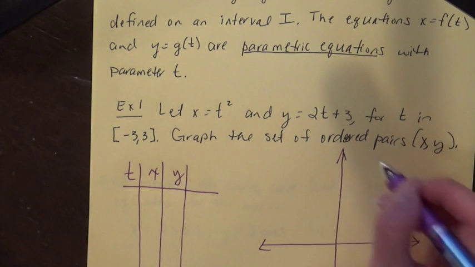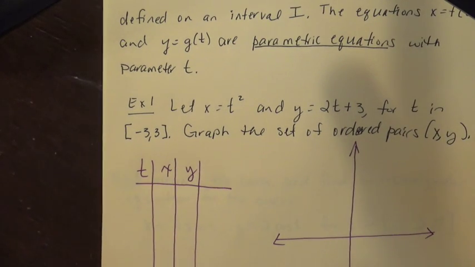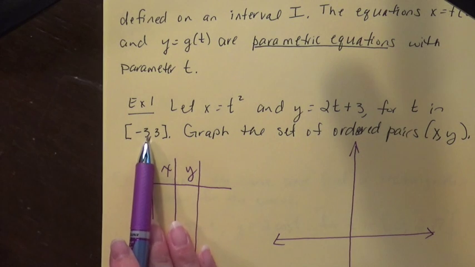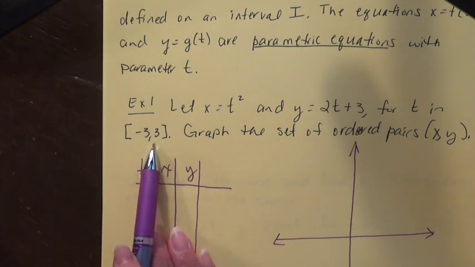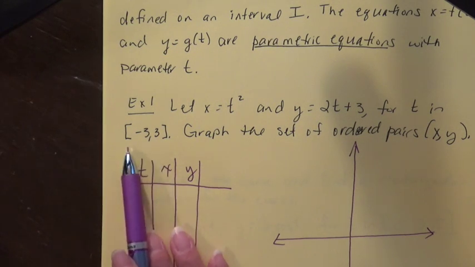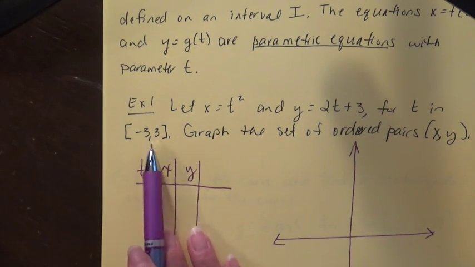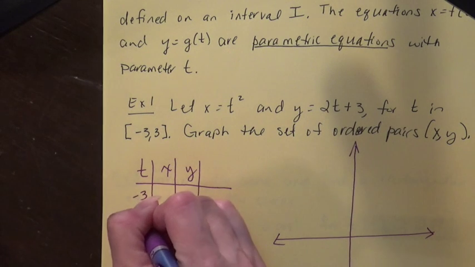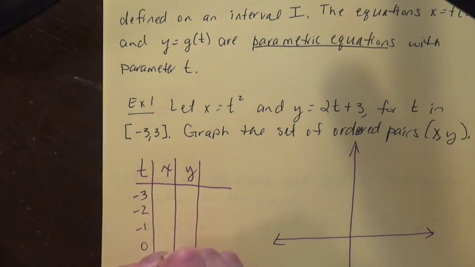So these calculations are pretty simple. Now, how do we know what to put in for t? Well, that's determined by the interval that we're given for t. So our t is defined in the interval -3 to +3. The brackets, of course, tell us that we include the endpoints. So we could put -3, -2, -1, 0, 1, 2, 3.